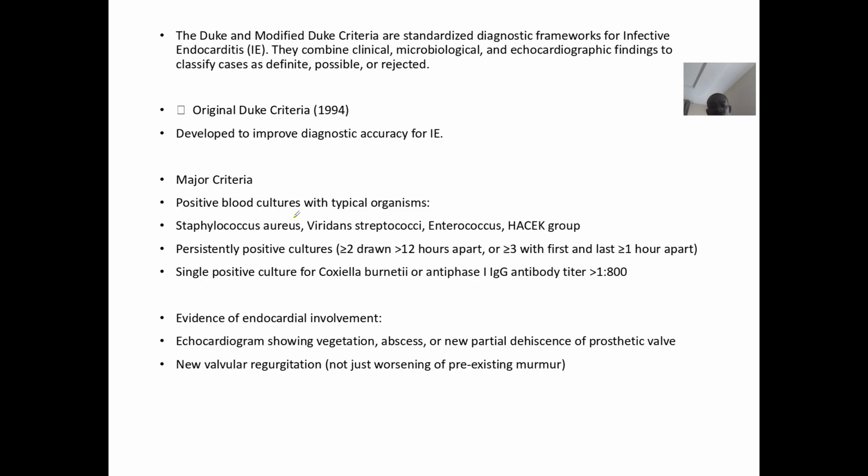For the major criteria, to confirm that somebody has infective endocarditis, you must have confirmed that the person has blood cultures containing microorganisms that are likely to cause infective endocarditis, like Staphylococcus aureus, viridans streptococci, and Enterococcus. Okay, there's evidence of endocardial involvement.